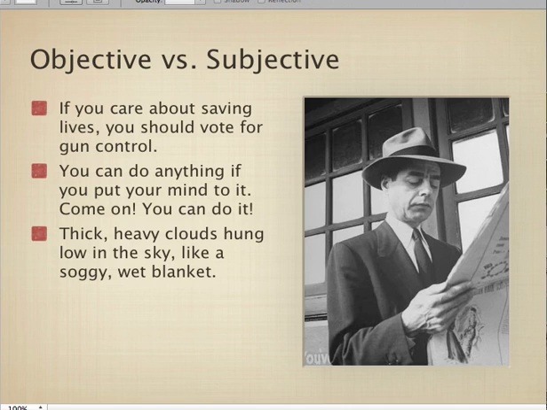Thick, heavy clouds hung low in the sky like a soggy, wet blanket. Okay, this looks like it's out of a book. I can tell that just because of the wording. Soggy and wet kind of bring a mind here, but we have no opinions. It is just simply stating about the weather. Therefore, it's objective.